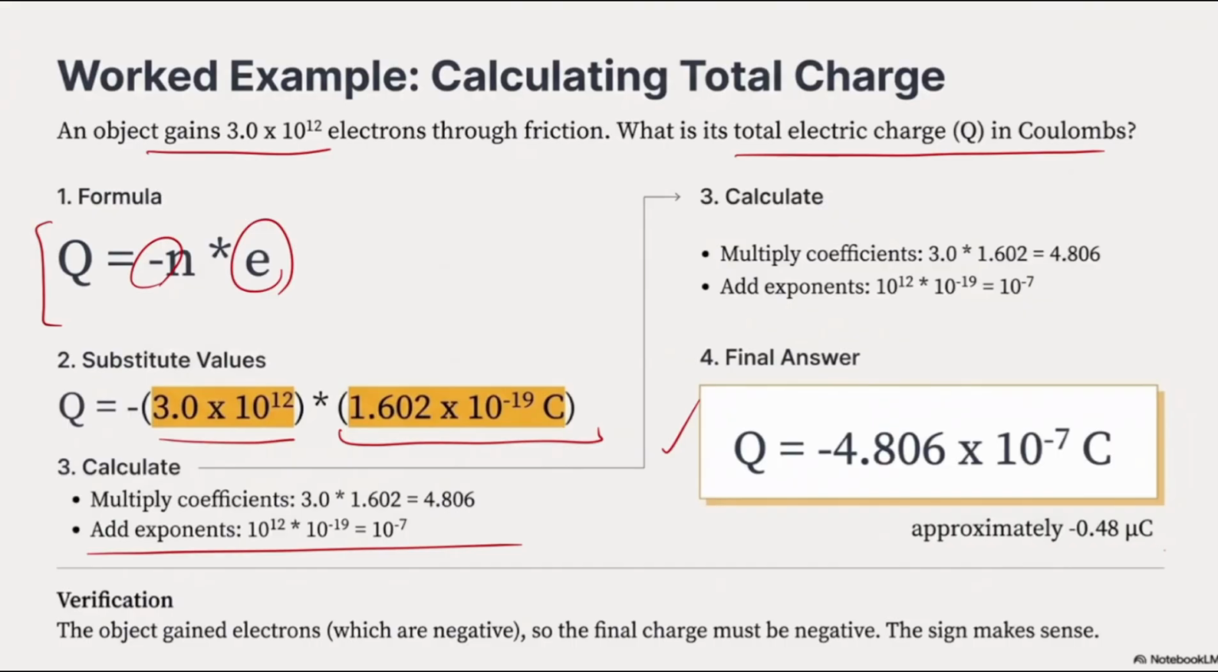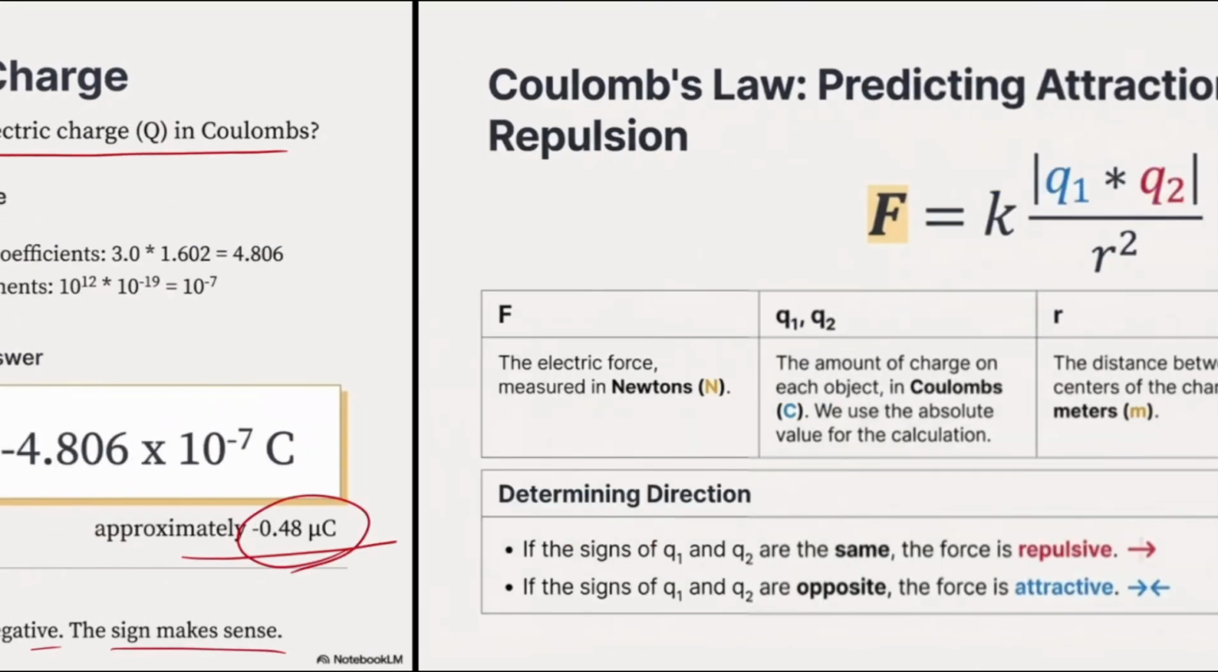It means something related to negative 0.48 microcoulomb. What is micro? Micro is 10 to the power of negative 6 itself. So at this point, we say that after moving all of those electrons from one material to another one, my material only got charged by negative 0.48 microcoulomb. And the object gained electrons, which are going to be negative, obviously, so the final charge must be negative, and the sign completely makes sense.